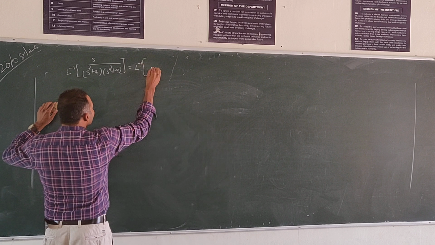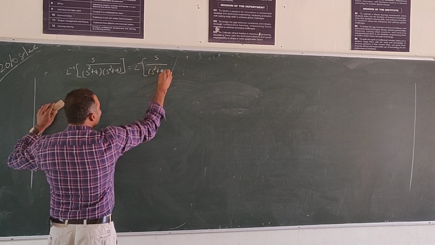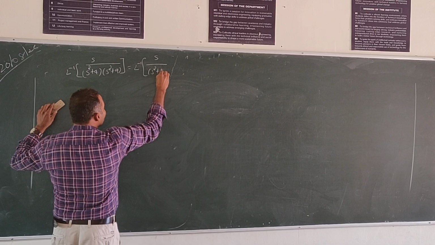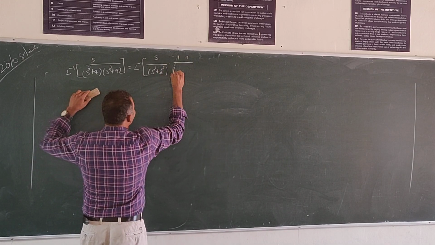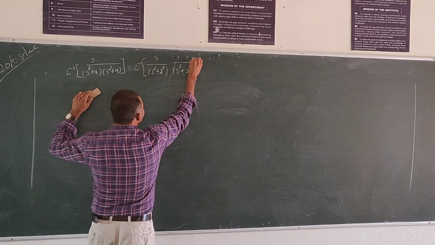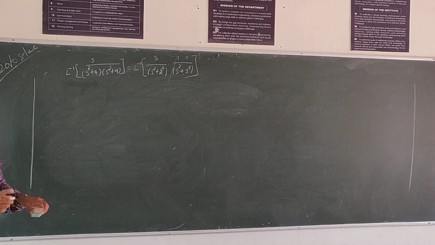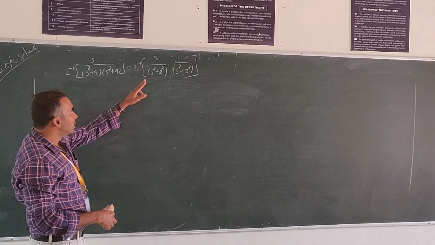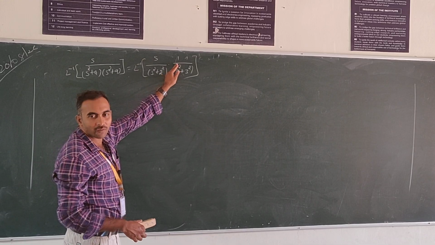L inverse of S divided by S square plus 4, where 4 can be written as 2 square, into 1 divided by S square plus 9, where 9 can be written as 3 square. Okay, we have to split. Next, listen carefully. This is F of s. This is G of s.